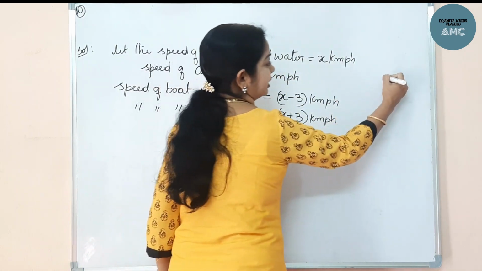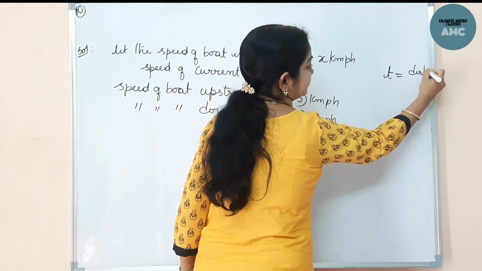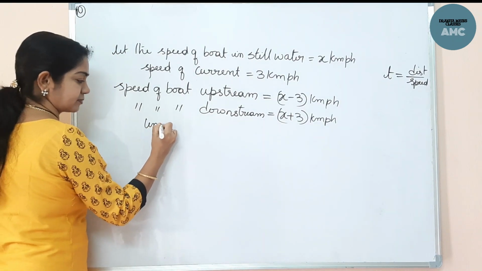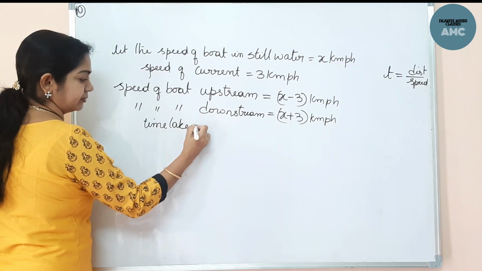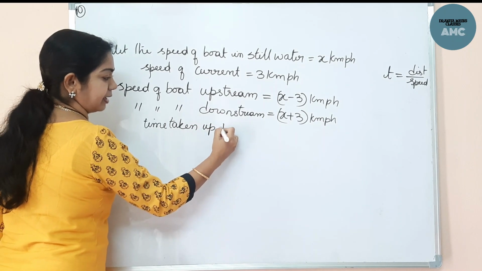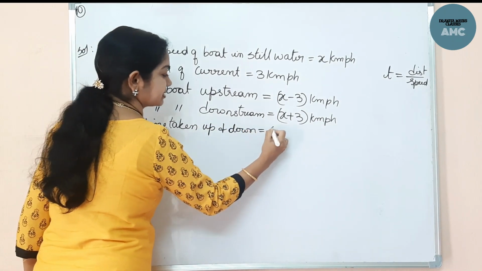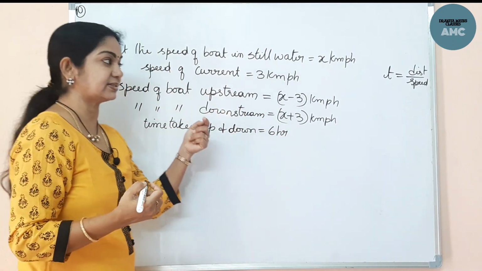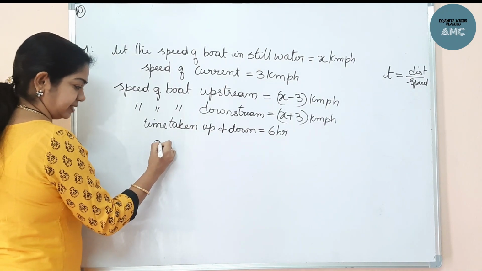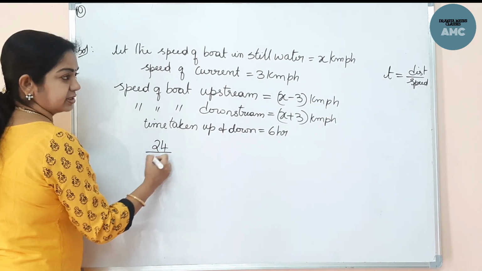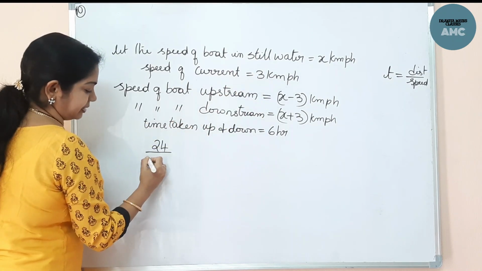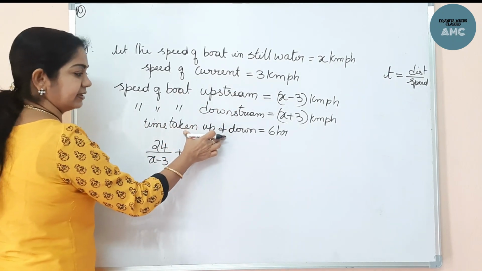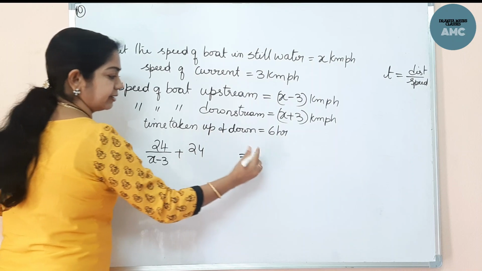Now, we also know that time is equal to distance by speed. Now, the time taken up and down is 6 hours. So this time we will be calculating, and it is going 24 kilometers, the distance. So time is distance by speed. Speed upstream, when going upstream, I'll take x minus 3. The same distance down. Again it is coming up and down. We are calculating the time here, I am calculating the time for 6 hours.